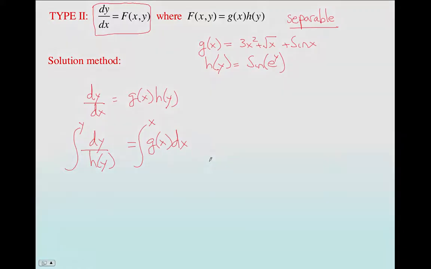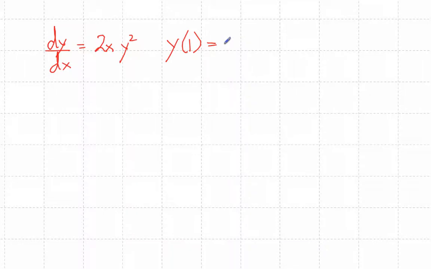Let's work out an example. Here's an example of a separable equation. So we have dy by dx equal to, let's say, 2x times y squared, with some initial condition y of 1 equals minus 2. So when x is equal to 1, y is equal to minus 2. This is called separable because this factor of 2x depends just upon x, and this y squared depends just upon y. So it's been separated into a function of x and a function of y.